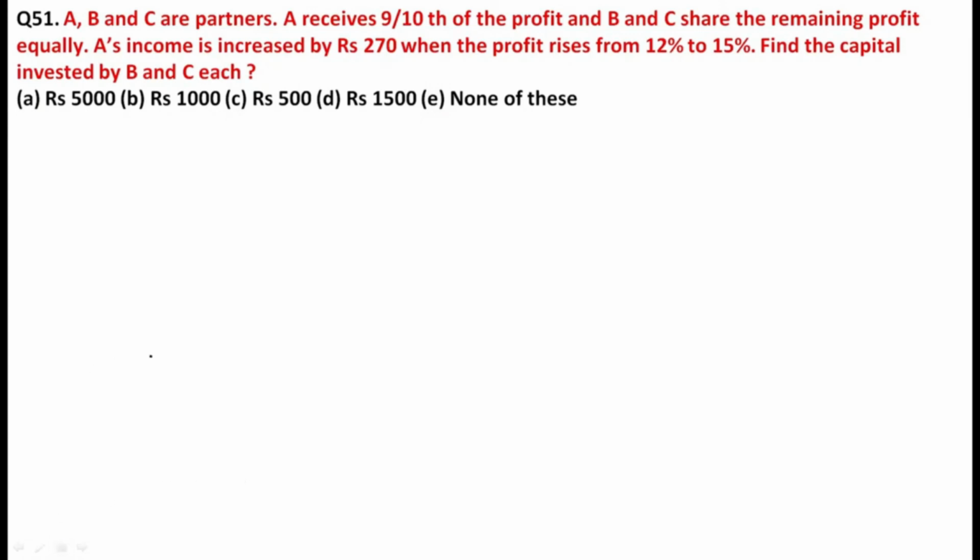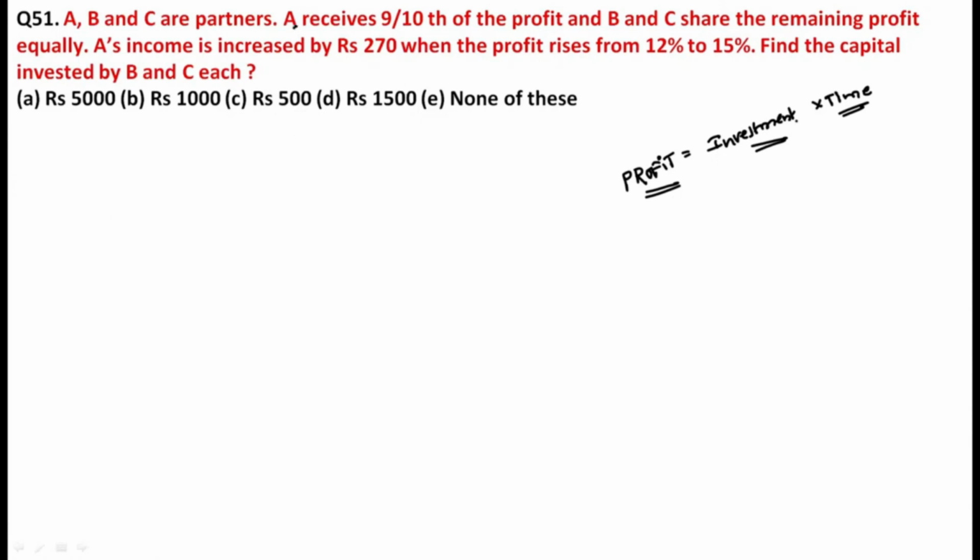Now see the question. A, B, C are partners. A receives 9 by 10th of the profit and B and C share the remaining profit equally. If A's income is increased by 270 rupees when the profit rises from 12% to 15%, find the capital investment by B and C each. Guys, you already know that the value of profit depends on investment into time. These are the two important parameters. The entire profit in the business completely depends on the person's investment and the duration of the time period.